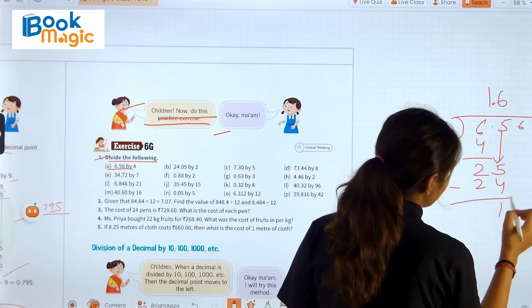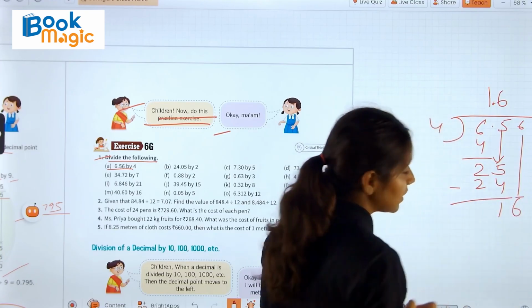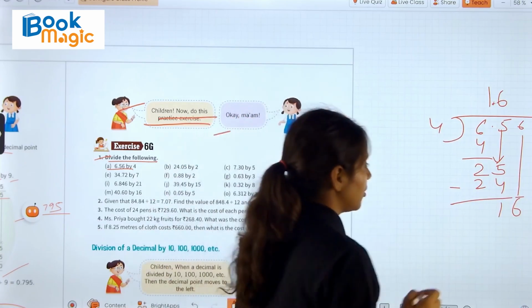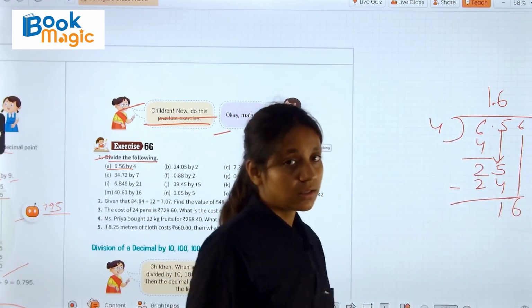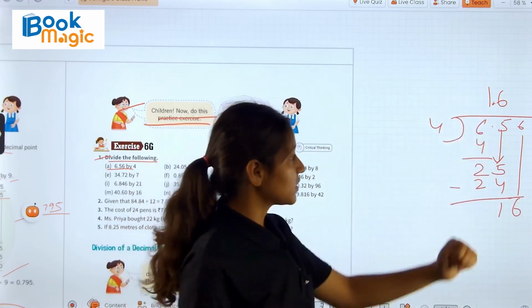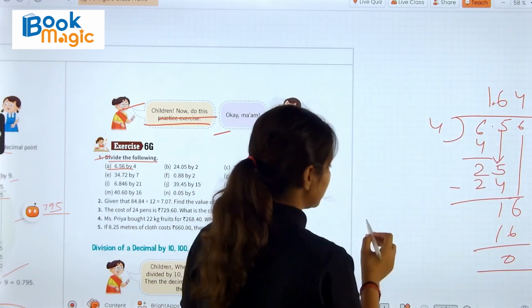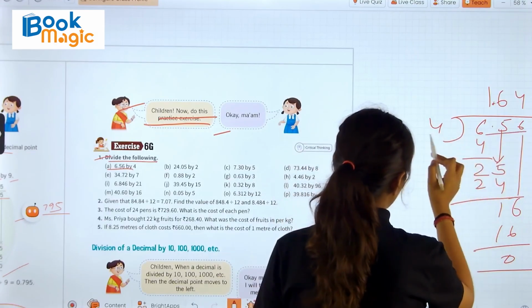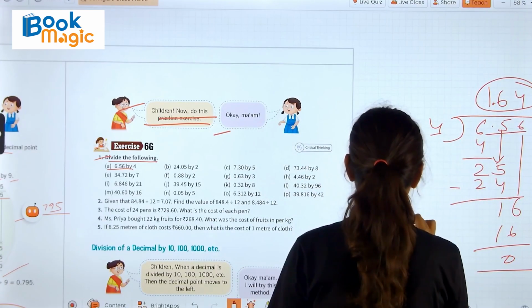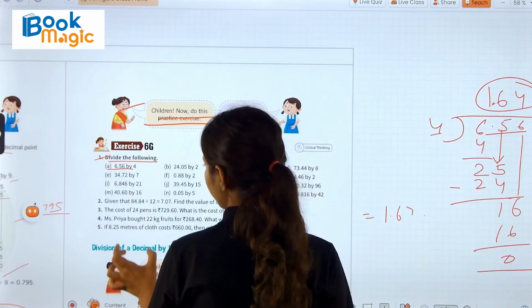We are getting 1 here. Now 16. Bringing here 6 to get the number 16. Okay, so 4 4s are 16. We are getting 0 as a remainder. That means when we are dividing this number with this, we are getting the answer 1.64. Okay, then we have question number 2.